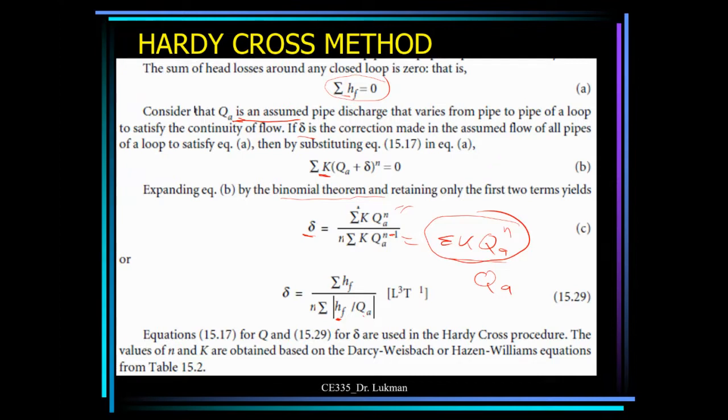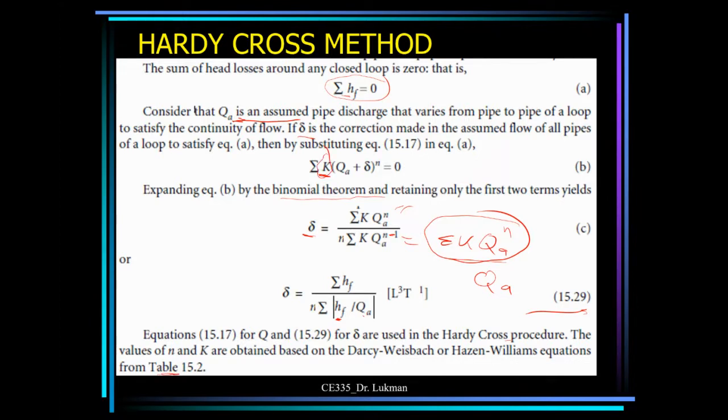So here equations 15.17 for Q and 15.29, which is this one for delta, are used in the Hydrocross procedure. The values of n and k are based on the Darcy-Weisbach or Hazen-Williams equations, which is obtained from table 15.2, which gives the value of the constant k.